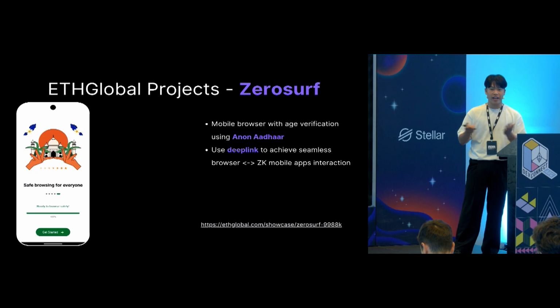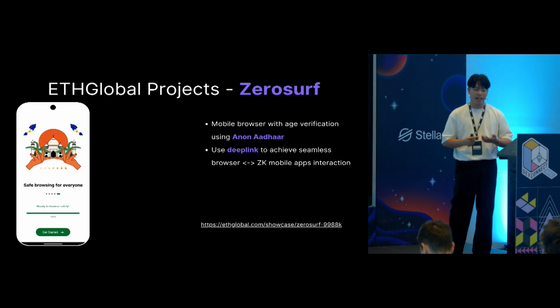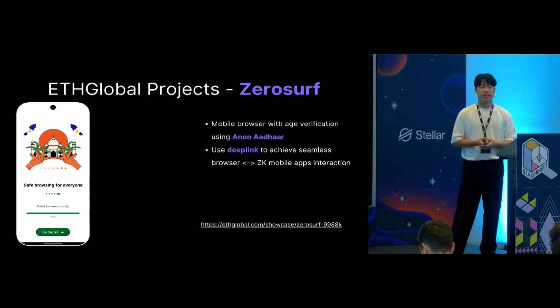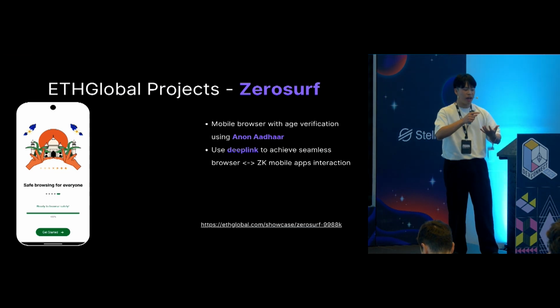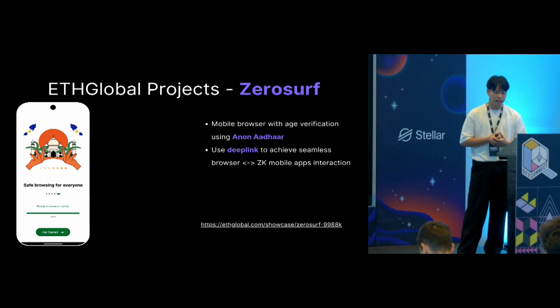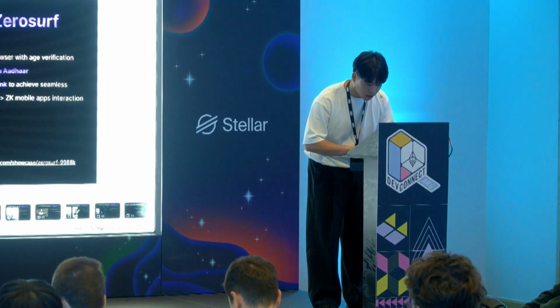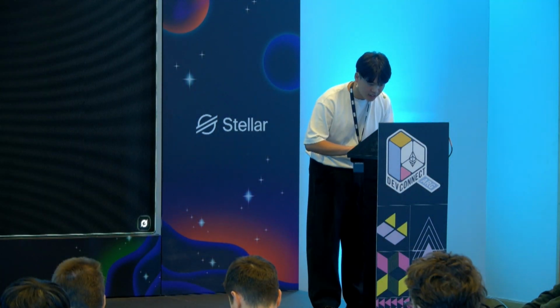And now we are focused on mobile, right? The most important thing in mobile, I think, is the user experience. So ZeroSurf is from the last hackathon in New Delhi, and what it builds is enabling a browser to do age verification using NoirCon, which is a verification protocol for India's Aadhaar identity. It used deep links to achieve really smooth interaction. So I'm going to show you here. I hope the network is going to work.